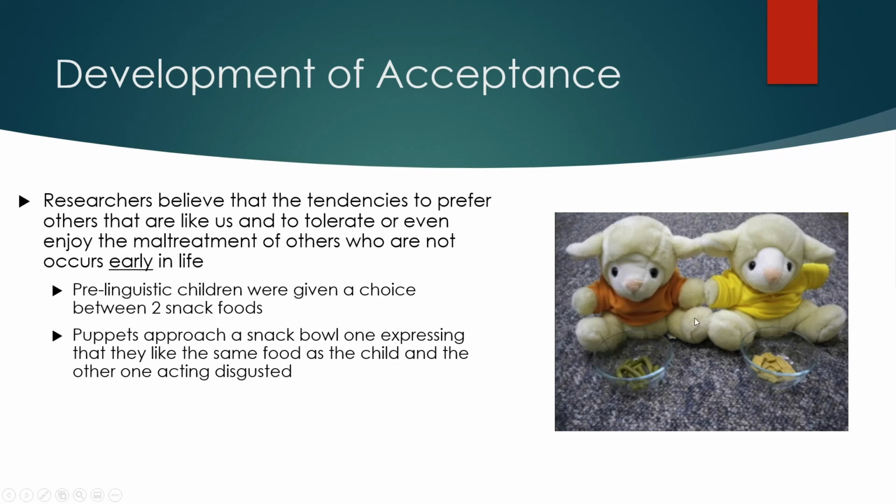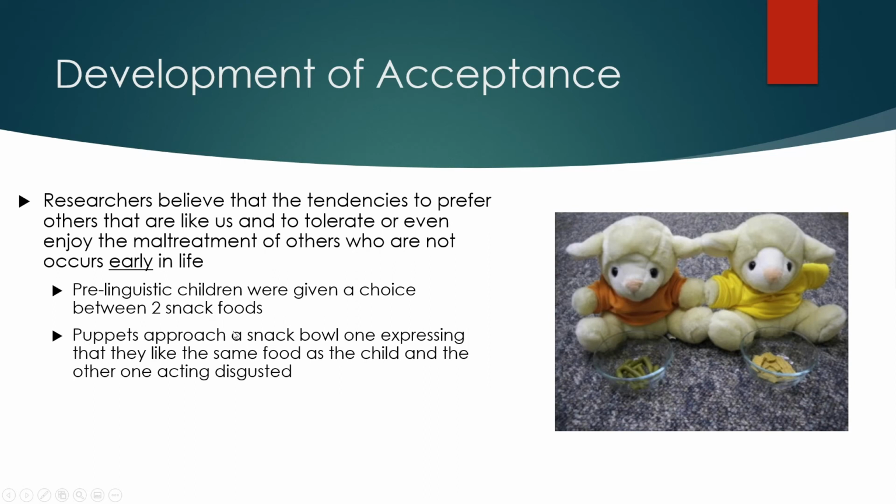So this is the first step of this study that I'm going to get into. What they did was they took children that couldn't even talk yet, who were given a choice between two snack foods, some crackers or some green beans. Then they introduced puppets, where one really liked the green beans and one really liked the crackers. If the subject had indicated that they really liked the crackers, then the cracker puppet was like them. It liked the same food they liked, whereas the other puppet didn't like the same food that they liked.